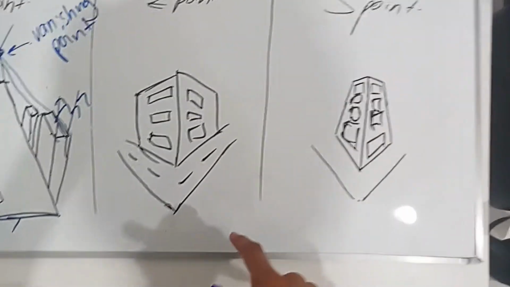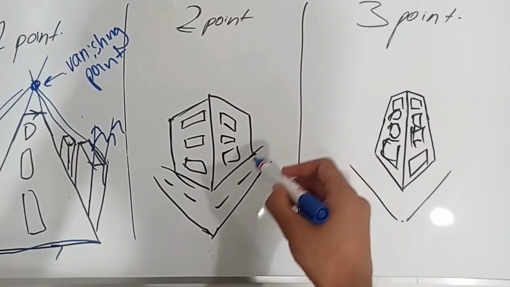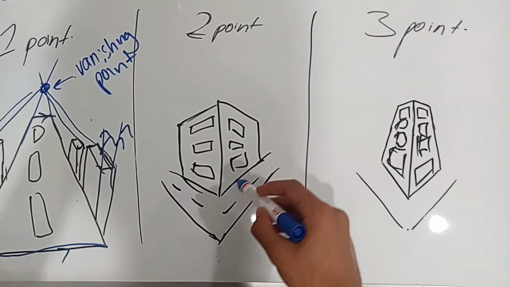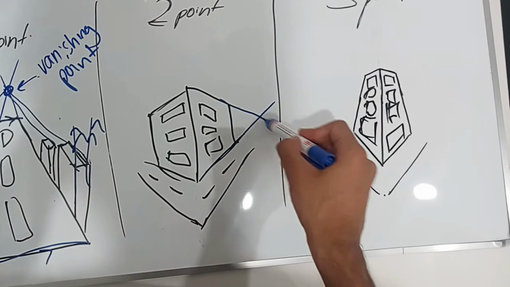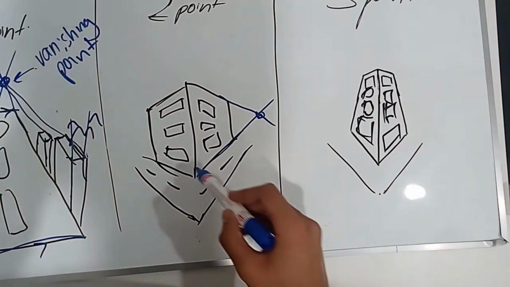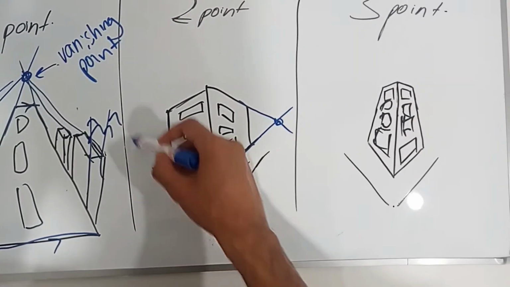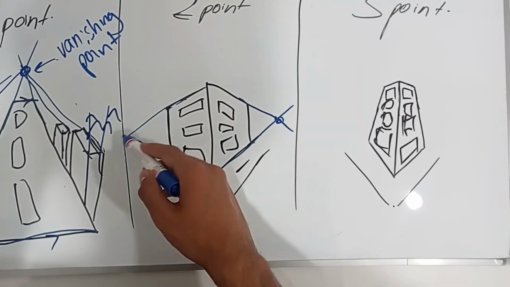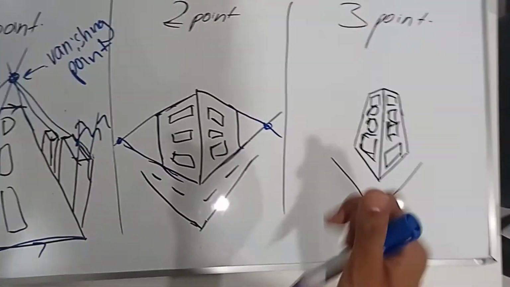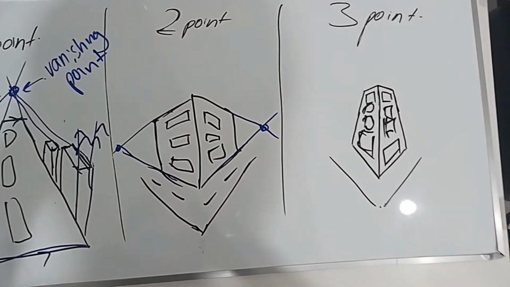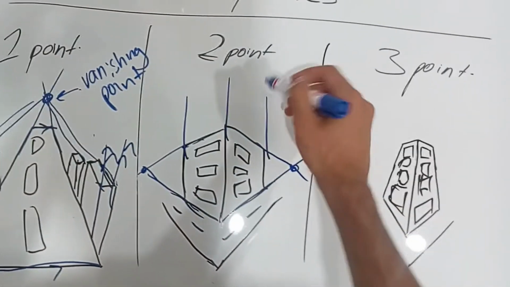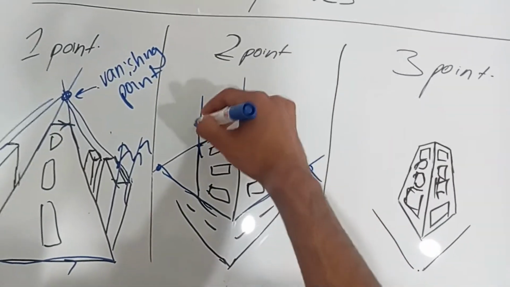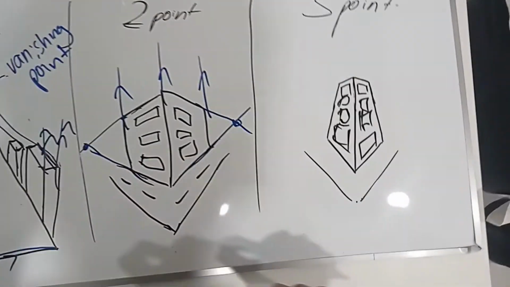In 2 point perspective, there are two vanishing points. So if I was to extend this building and this road, and then extend the top of this building, it would end up at a vanishing point. If I was to extend this point and this point, it will end up at a vanishing point over here, right? But if I look at the height, if I was to extend the height, they wouldn't go to a vanishing point. They would all be parallel. So that's 2 point perspective.